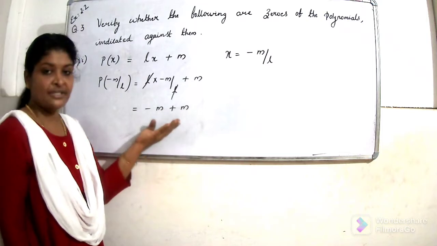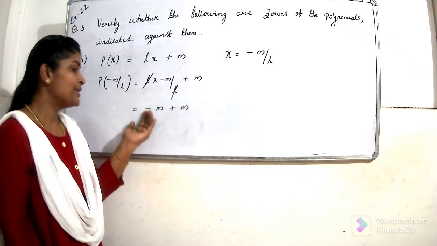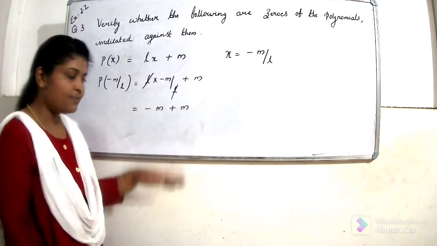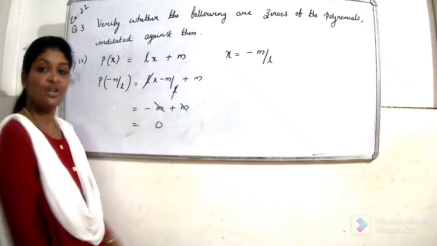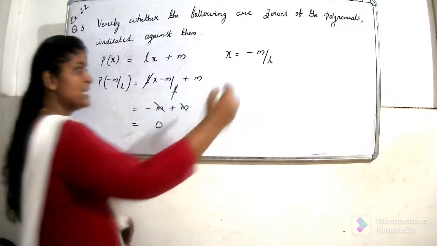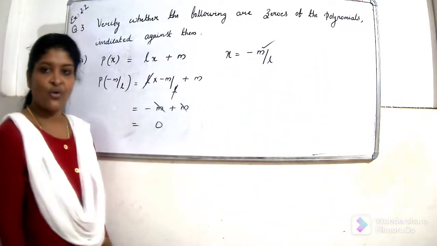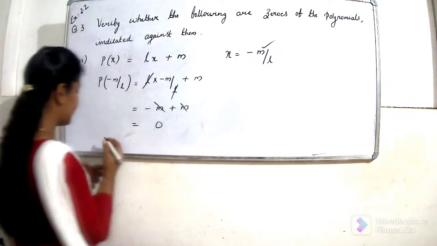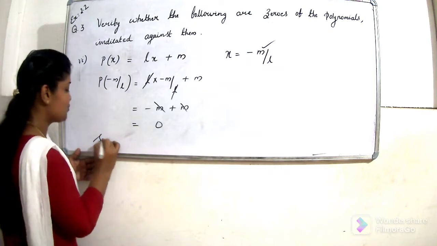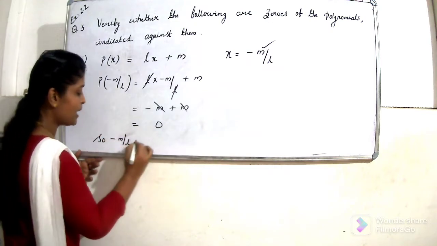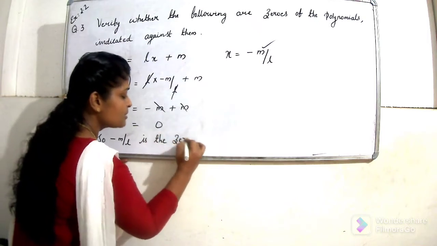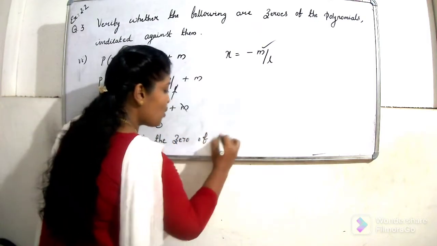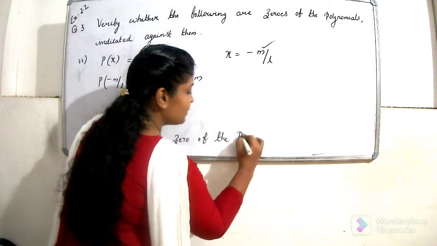The letters or the variables are the same but the signs are different, so we have to subtract. This will cancel, so the answer is 0. So we can say yes, it is the 0 of the polynomial. So we can write it here: negative m by l is the 0 of the polynomial.